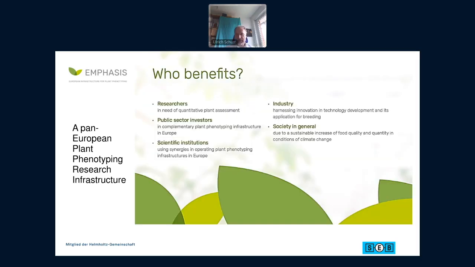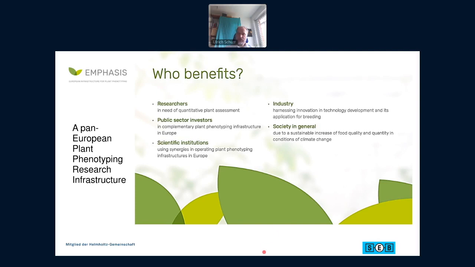And the benefits for the different areas: the researchers will benefit from having quantitative plant assessment. The public sector will have complementary plant phenotyping infrastructure. So this is about also generating synergies within Europe, and the scientific institutions operating phenotyping infrastructures can work closer together. We are also looking for interaction with industry and farmers. Therefore, the utilization of the innovation happens on the one hand inside the infrastructures, but on the other hand also in the wider context of the dissemination of the products, of the technologies. And society in general, as I started from the beginning, the target is to develop proper support for gaining all these different aspects.